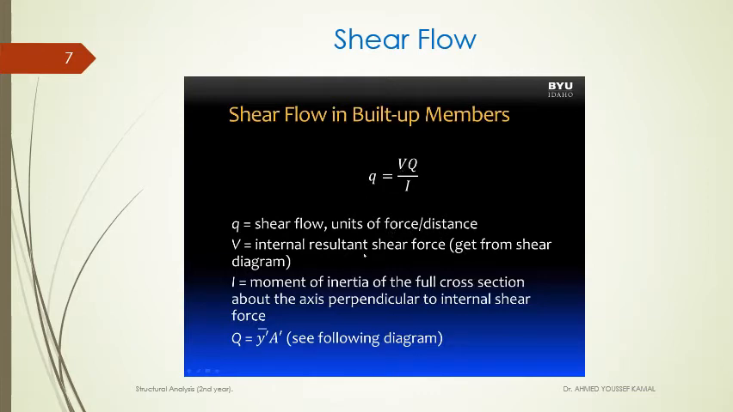V is the internal resultant shear force, which we can get from the shear diagram. I is the moment of inertia of the full cross-section about the axis perpendicular to the internal shear force. Q is equal to this expression here, y bar prime times A prime, and it is determined in a similar manner to what we discussed in the shear formula lesson.